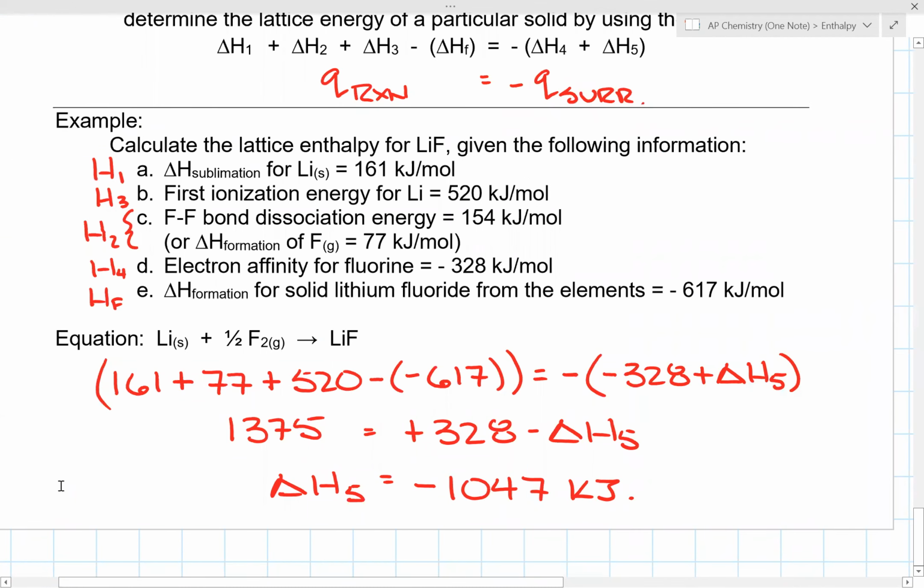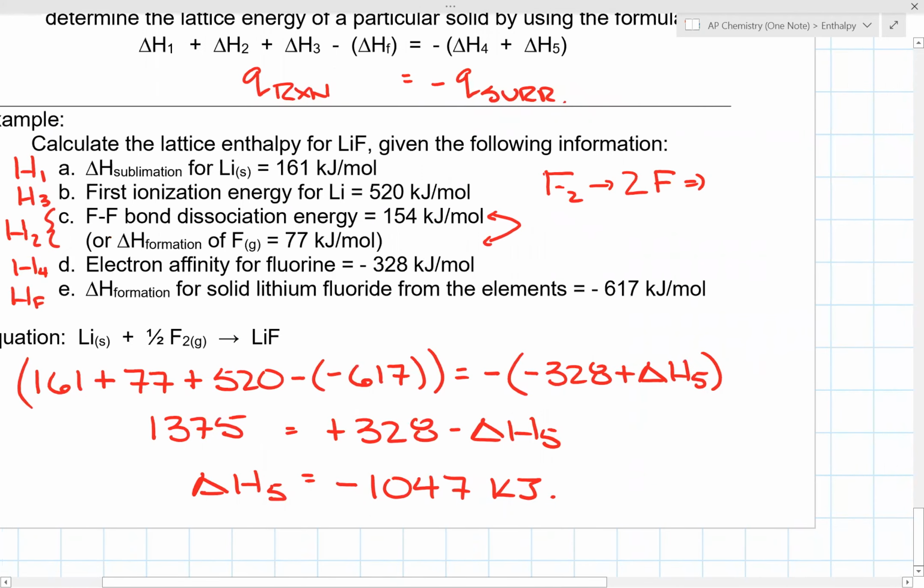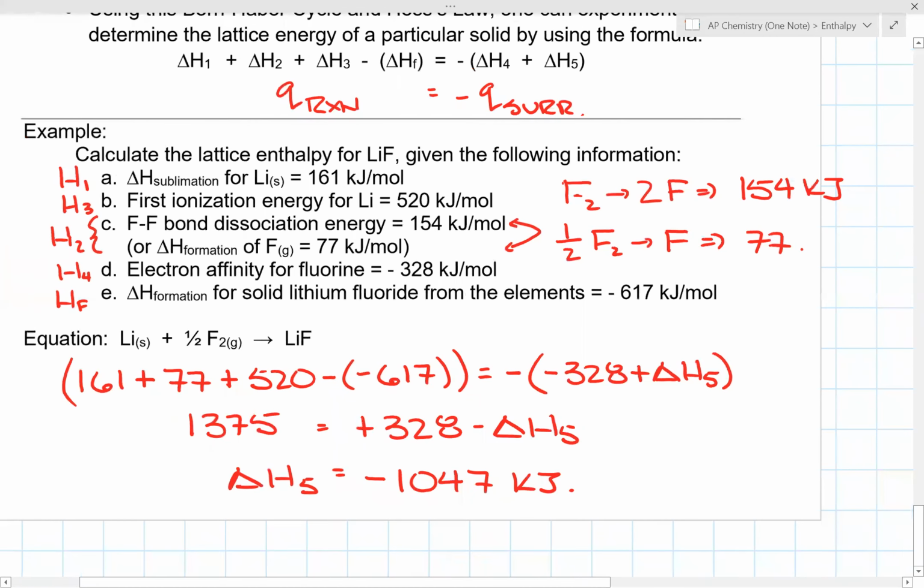Now, the one thing I would like you to be aware of is notice for C, they are the same values actually, because here you have F2 breaking apart to 2F would be 154 kilojoules. But since I only want one F, so that's half F2 gives you F. This is how you get 77. Okay, so both of these are basically the same.